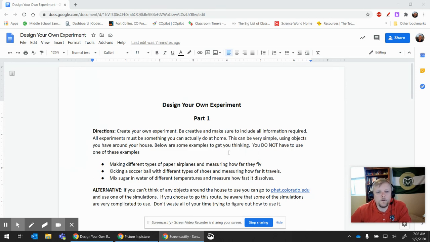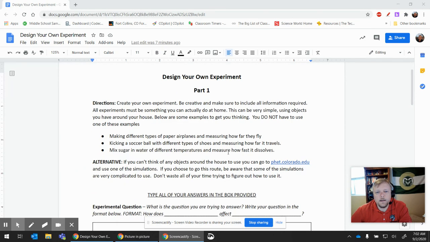So let's go over the directions. Today, you're going to be doing part one. So you're going to be figuring out what your question is. You're going to be identifying the variables in your experiment, writing a hypothesis, and writing your procedures. So you don't need to do your experiment yet.